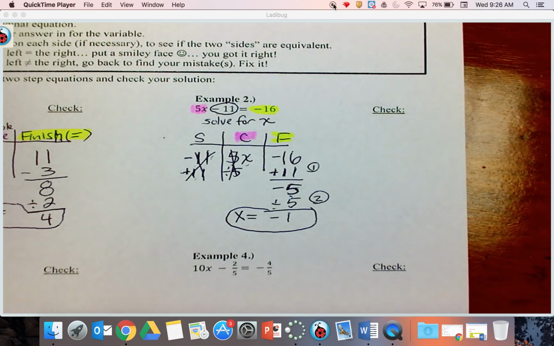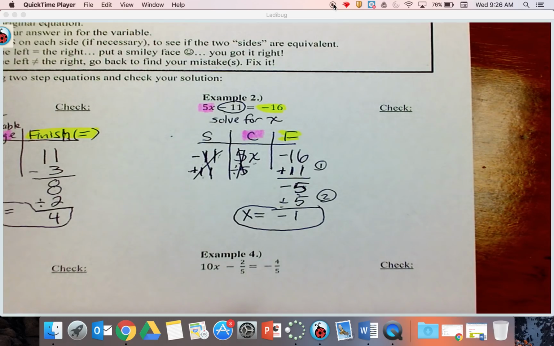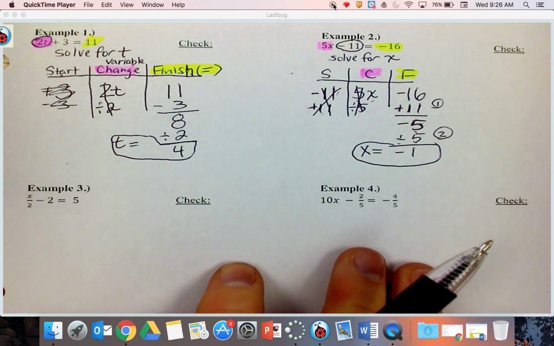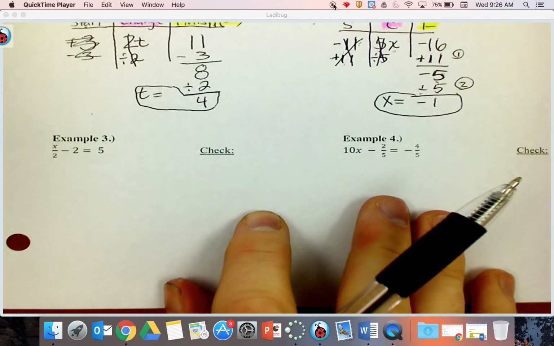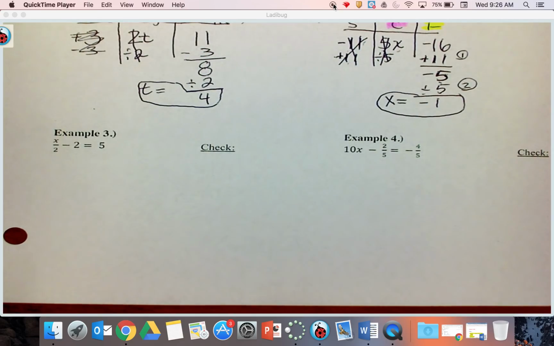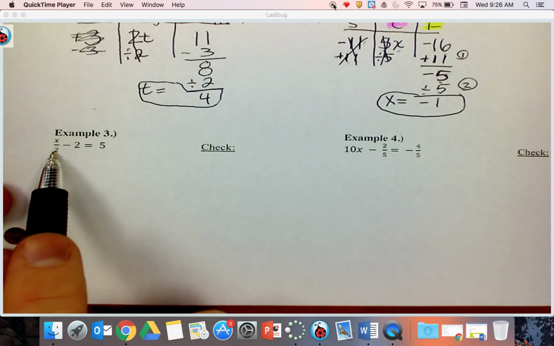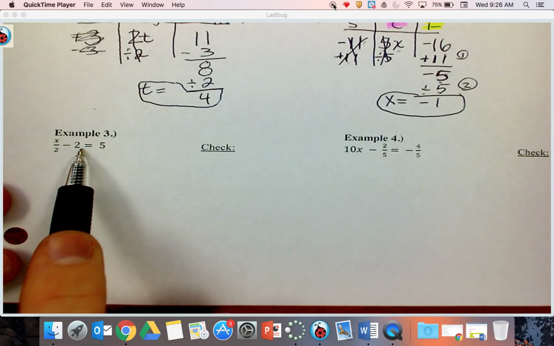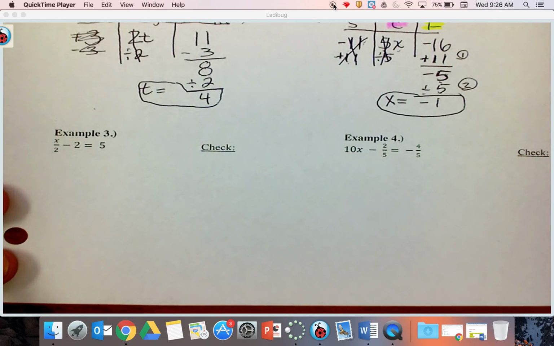Okay? So far, so good, I hope. Just use your organizer, set it up, and you'll be able to rock and roll through this. Here's number 3. This is a different type of problem. You can see it says x divided by 2 minus 2 is equal to 5.